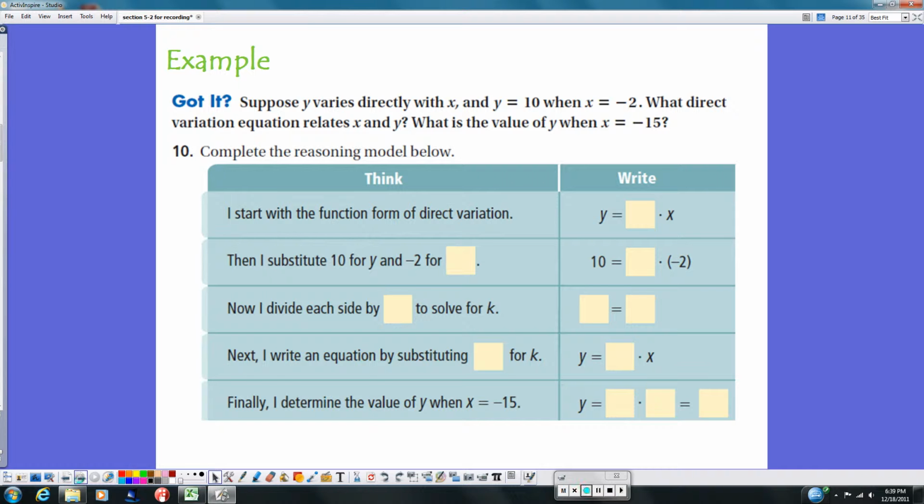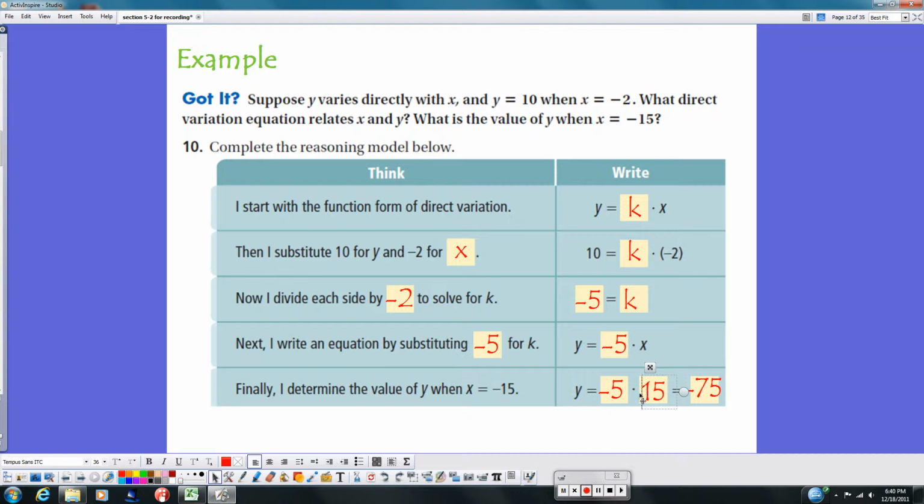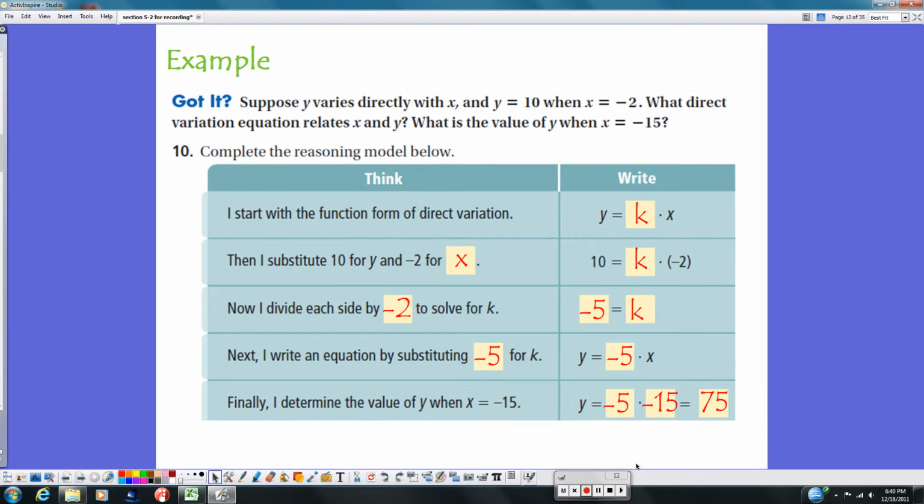So these are the steps that we're going to take. First of all, we start with the formula y equals kx. We substitute the 10 in for y and the negative 2 in for x, and then we solve for k. Dividing both sides by negative 2, k equals negative 5. Then we put that back into our formula, y equals negative 5x, and put the negative 15 in for x, which is actually what they wanted us to do. We end up getting negative 5 times negative 15, which is positive 75.